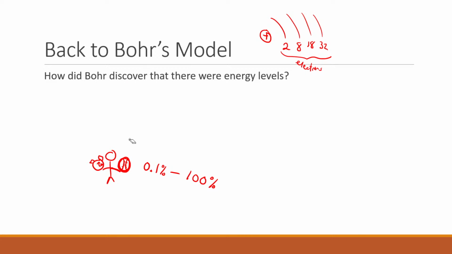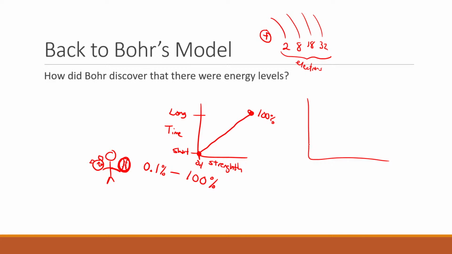And that's what Bohr thought too, right? Everywhere, if we're looking at time and strength, the lower strength should be the fastest time. And the harder you throw it, the more time it should take. Right, 100% strength should take the longest time. Instead of this relationship, though, Bohr found that the graph looked different.